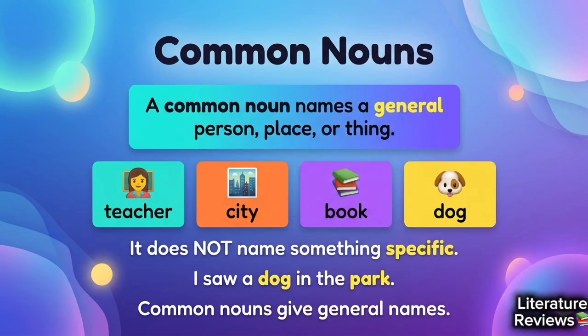A common noun gives a general name to a person, place, or thing. Words like teacher, city, book, and dog are all common nouns. They don't point to anything specific, just something in general.